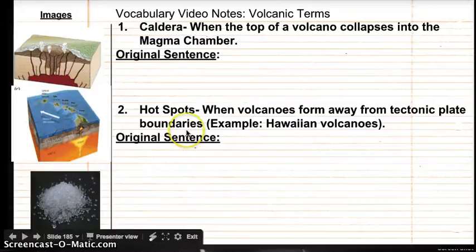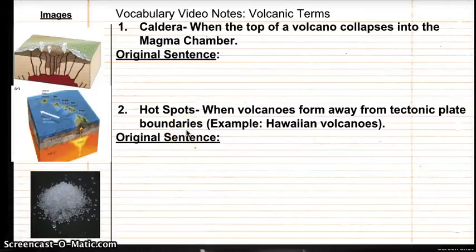Moving on. For number two, write hotspots. Hotspots are when volcanoes form away from tectonic plate boundaries. So the Hawaiian volcanoes, most of them are created by hotspot volcanism. So what that means is that if you look over here, these are the Hawaiian Islands.